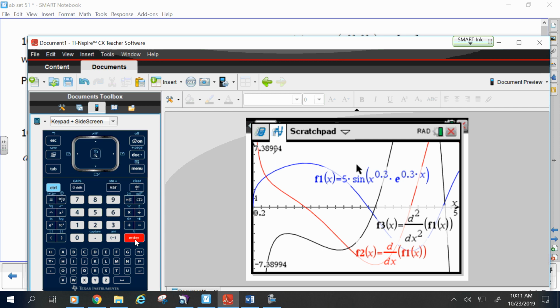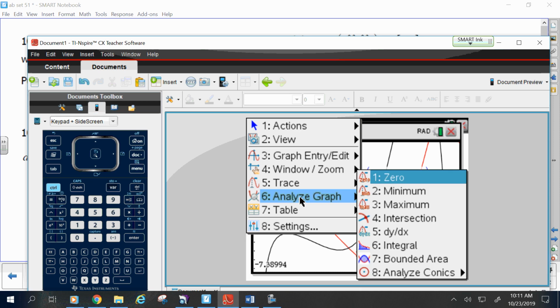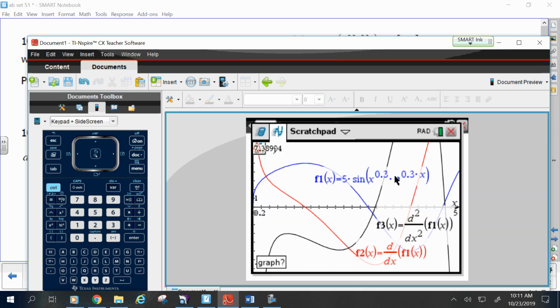Okay, so there's one little gotcha left that you got to be aware of. So we're going to calculate the zero on the derivative. So analyze graph, the zero, and the first thing it's going to do is say, which graph? We have 3 graphs there.